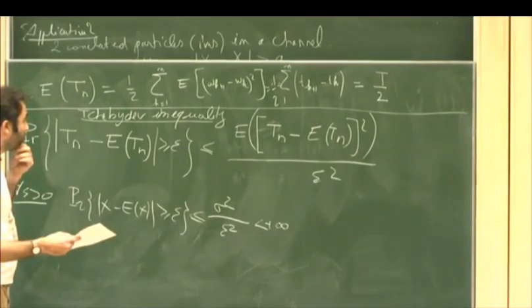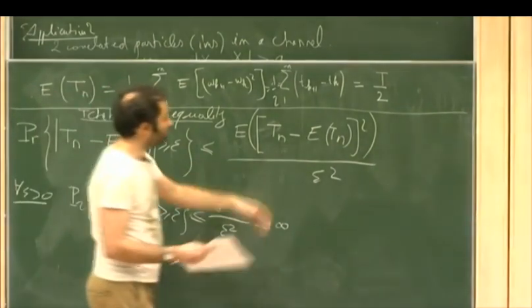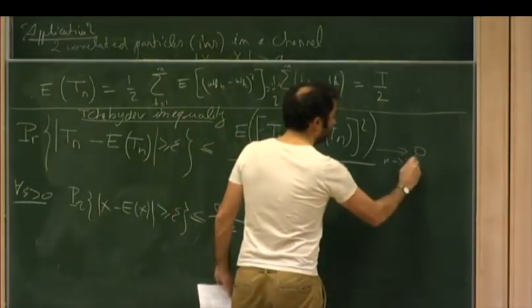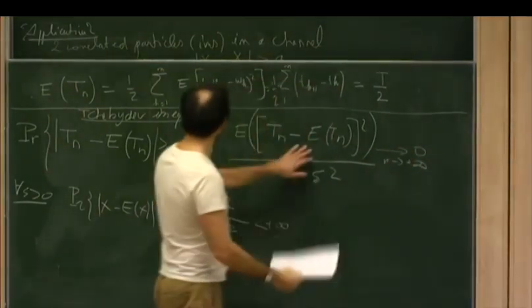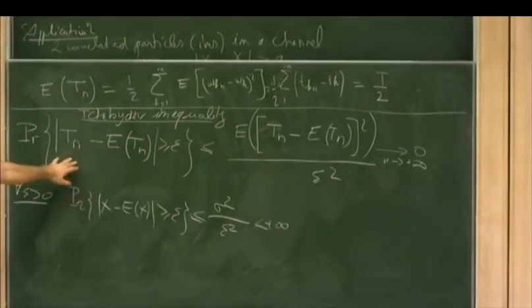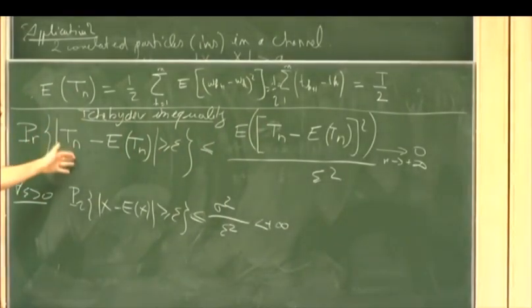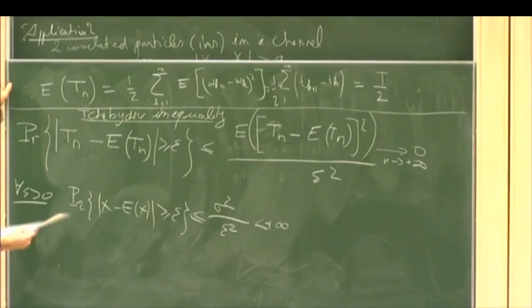So this proves that if we can show that this goes to 0 when n goes to infinity, if we can demonstrate this, this will show that we'll have in probability, almost everywhere, the limit of Tn is the mean. And this is what we wanted to prove. All right.